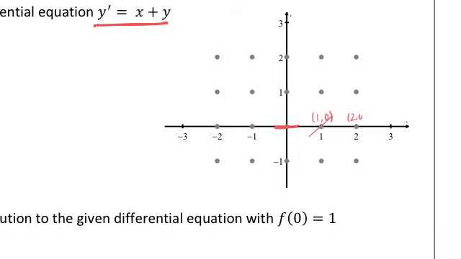Here I'm at (2, 0), so the slope is going to be 2. Here I'm at (-1, 0), so the slope's negative 1. And here it's (-2, 0), so the slope is negative 2. Down here I'm at (0, -1), so the slope is negative 1. Here I'm at (1, -1), so the slope will be 0. And then here I'm at (2, -1), so the slope will be 1.